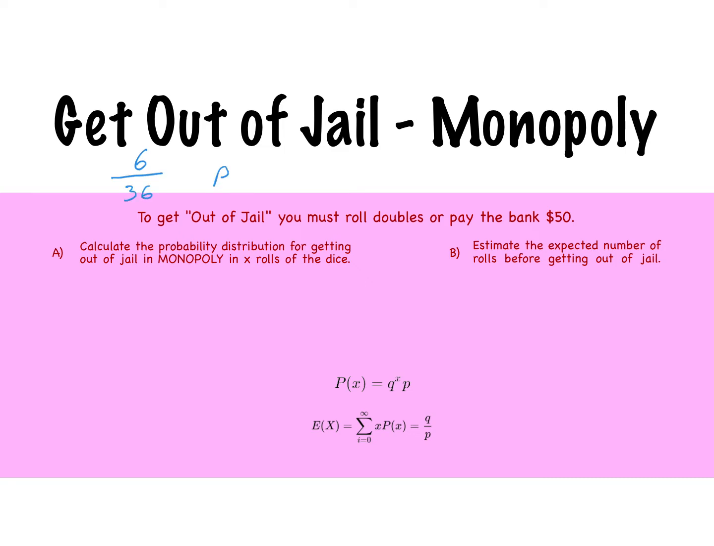That means the probability of success, or P, once reduced, is 1/6. And the probability of failure must add up to 1, so it becomes 5/6. In part A, we're going to calculate the probability distribution of getting out of jail in Monopoly in X number of rolls. So we want the entire number of possibilities in chart form.